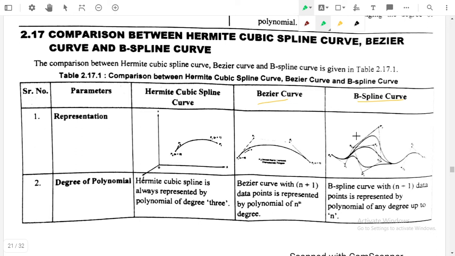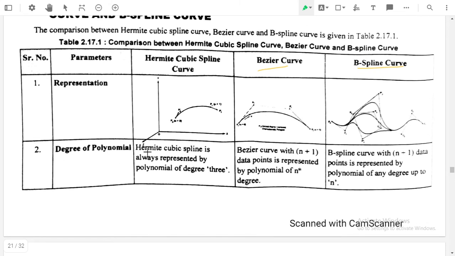That means that portion of the curve will change its position, while the other portion of the curve will remain the same. Now, the degree of the polynomial. The Hermite cubic spline is always represented by a polynomial of degree 3. Means in the case of a Hermite cubic spline curve, the degree of the polynomial is always 3.